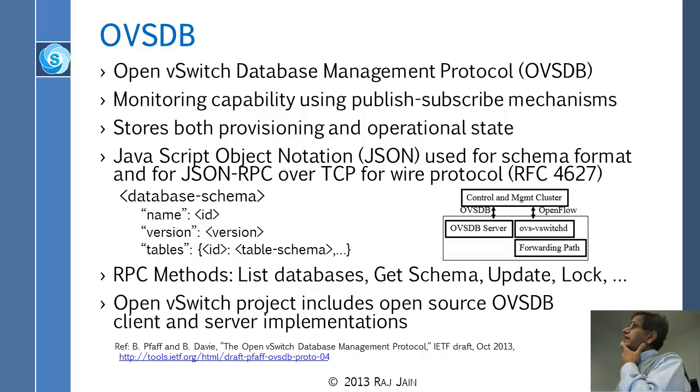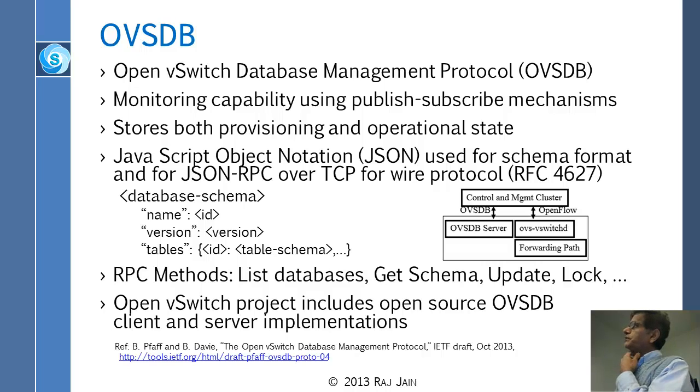Then it uses JSON, JavaScript Object Notation, for the schema format. Every database has a schema, so in this case, that is the one. And JSON RPC over TCP is the wire protocol, this protocol here. And the schema could be like this. This is just an example of a schema: some names, some versions, some tables, and so on and so forth. And then RPC methods could be list, could be get, could be update, could be lock, and so on and so forth. So there are some methods defined.